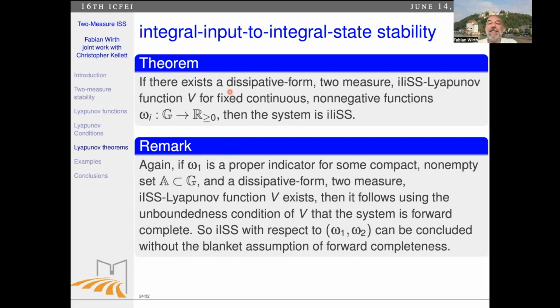So again, if we have a dissipative form to measure IISS Lyapunov function, then the system is integral input to integral state stable. And the same remark about completeness holds as before. But okay, and here probably is the part where the converse theorem is really wide open. There the question is, what is the correct formulation of the Lyapunov function to get one? Yeah, there's still problems here.